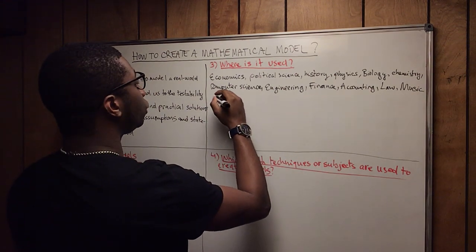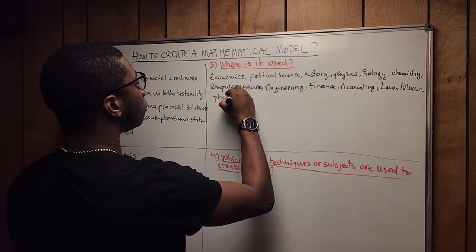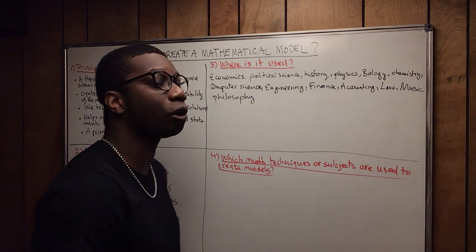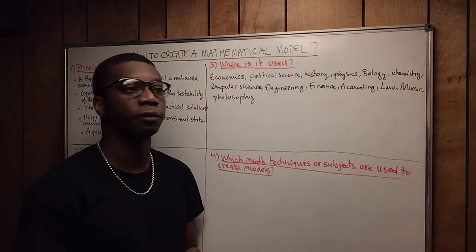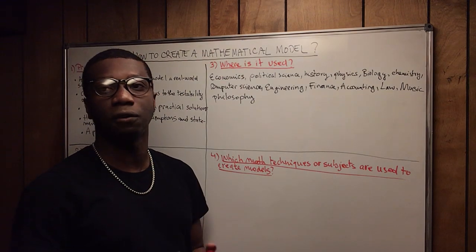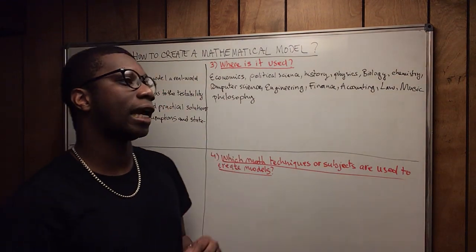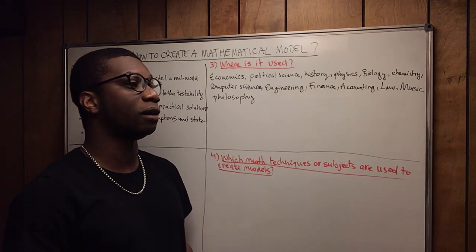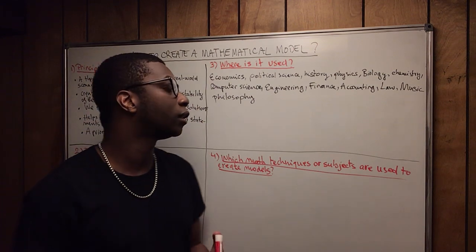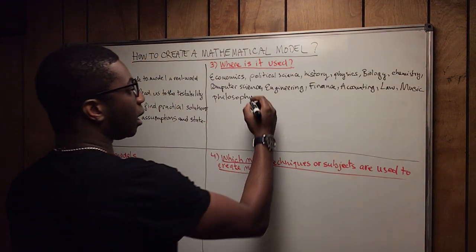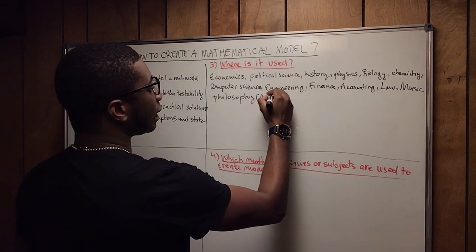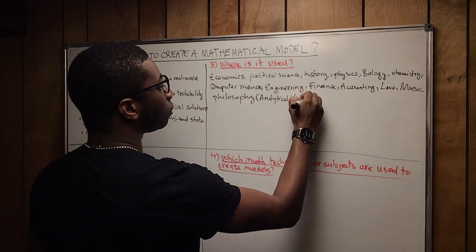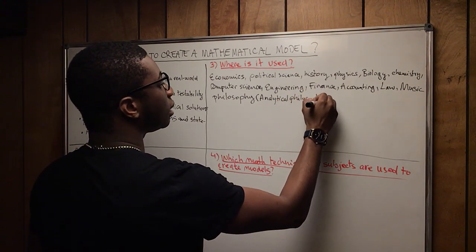It is also used in philosophy. There is a branch of philosophy called analytical philosophy. For people who read a lot of philosophy, Robert Nozick and Bertrand Russell were two analytical philosophers. They used math to, in fact, develop their philosophical doctrines. So it is used in analytical philosophy.